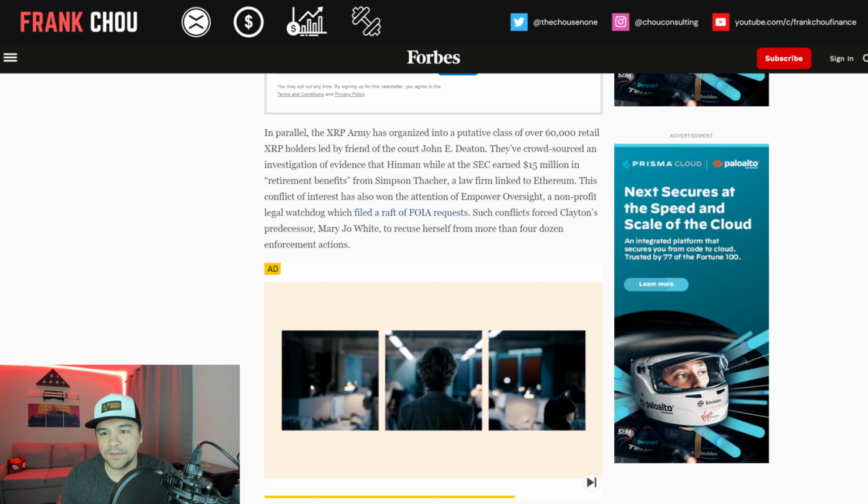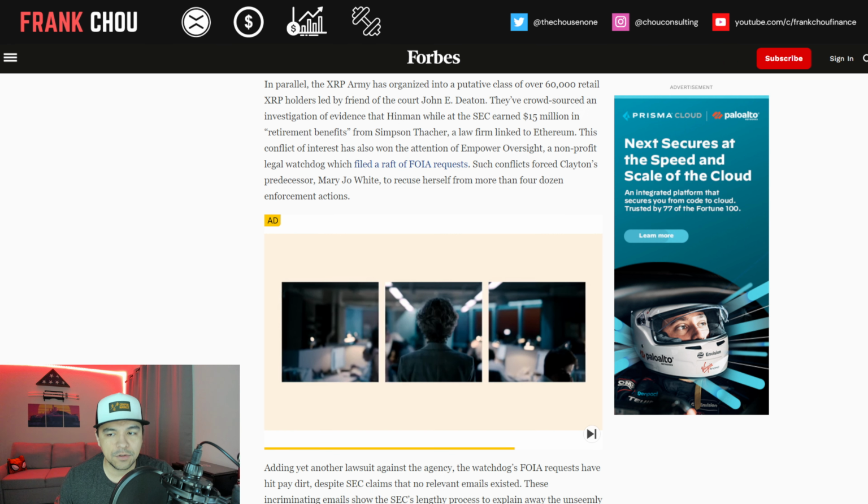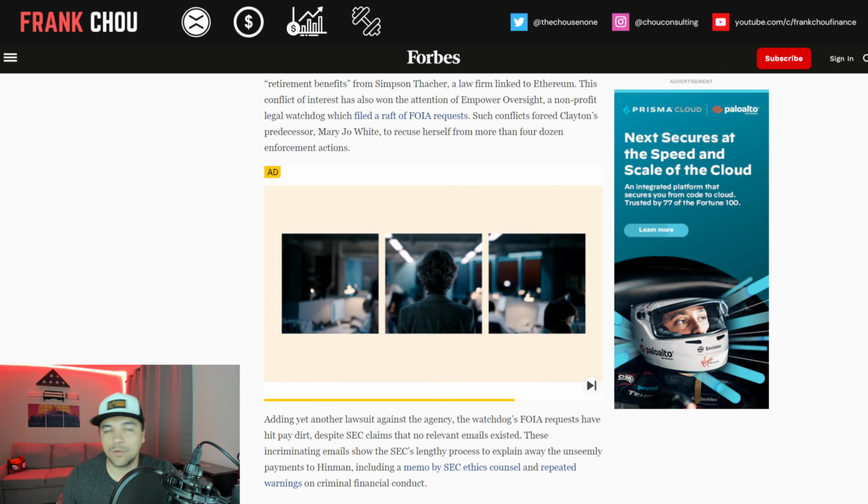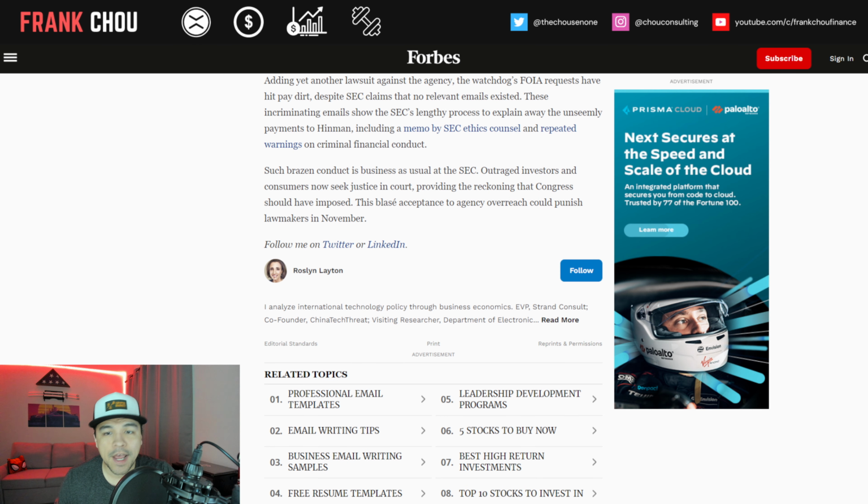This conflict of interest has also won the attention of Empower Oversight, a nonprofit legal watchdog, which filed a raft of Freedom of Information Act requests. Such conflicts forced Clayton's predecessor, Mary Jo White, to recuse herself from more than four dozen enforcement actions. Adding yet another lawsuit against the agency, the watchdog's Freedom of Information Act requests have hit pay dirt.